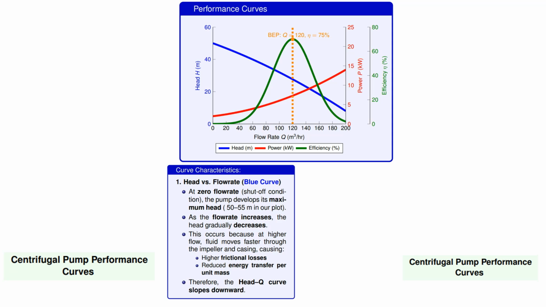Why does this happen? At higher flow, fluid moves faster through the impeller and casing, causing higher frictional losses and reduced energy transfer per unit mass. This is why the head-Q curve slopes downward. It is a fundamental characteristic of the centrifugal pump.